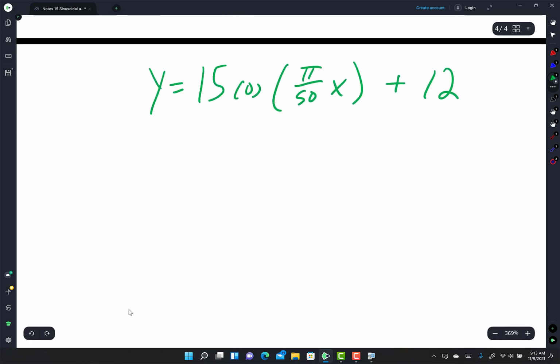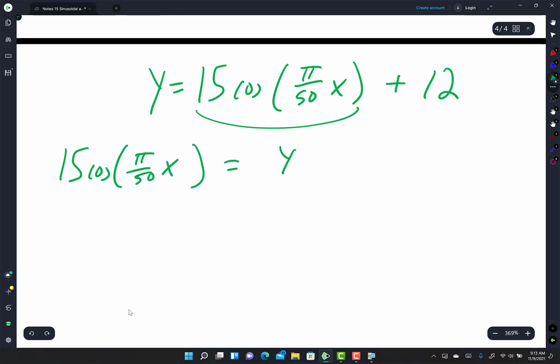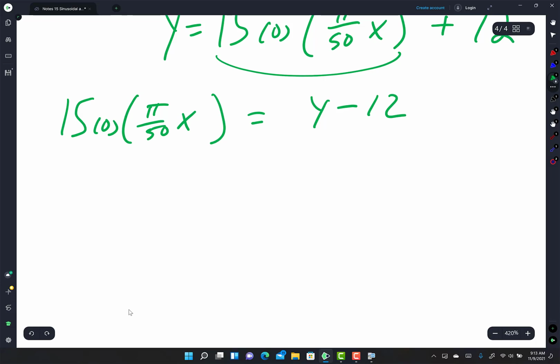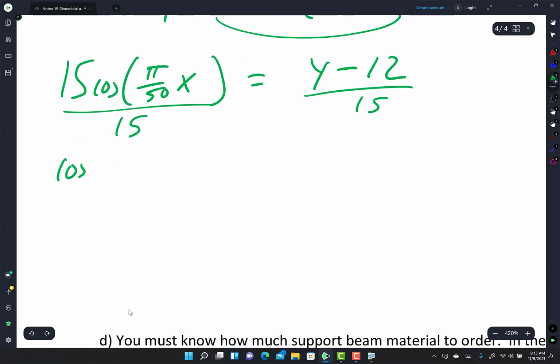So what do I do first? Move the 12. Perfect. So I'm going to rewrite this on the left-hand side. 15 cosine pi over 50x, close it, equals y minus 12. Tell me what's my next move. Divide by 15. So now I have cosine pi over 50x equals y minus 12 over 15.